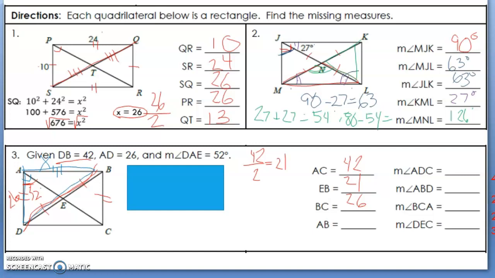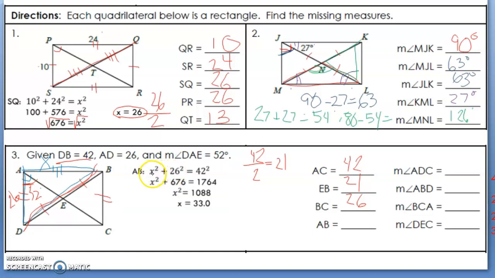So again, to find the third missing side in a right triangle, we're going to be using the Pythagorean theorem. AB is really x squared plus 26 squared. The leg squared plus the other leg squared equals the hypotenuse squared, which in this case is 42. When we square 26, we get 676 plus x squared. On the other side, 42 squared is 1,764. We subtract 676 from both sides, and we end up with 1,088. Now, final step, take the square root of 1,088, and we end up with 33.0.